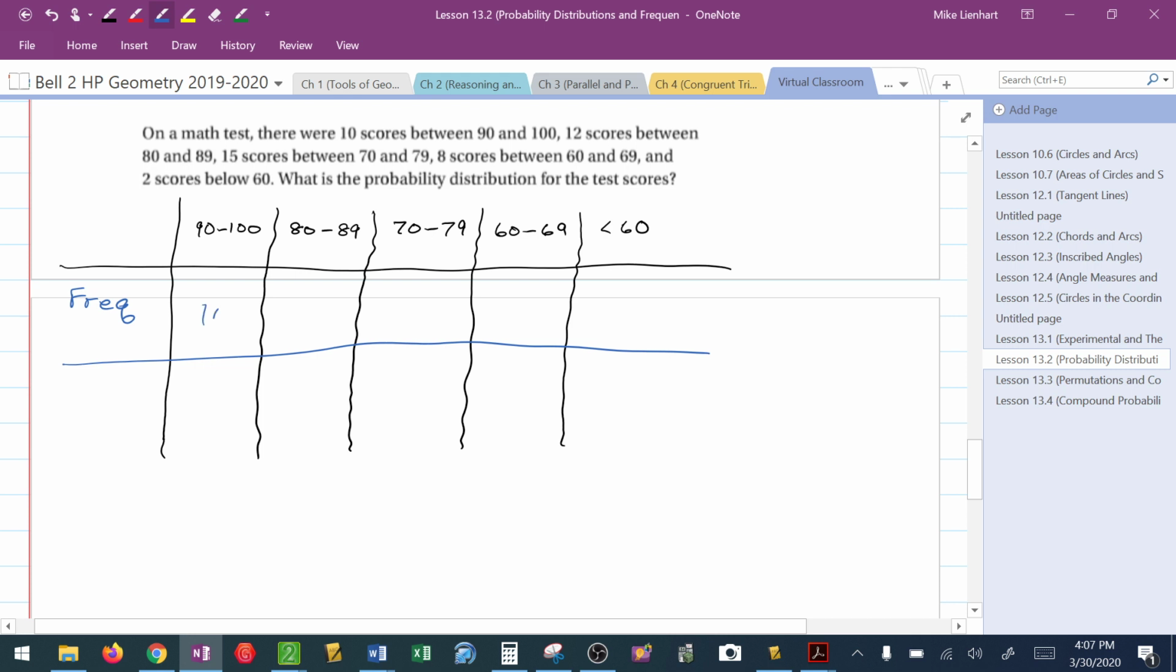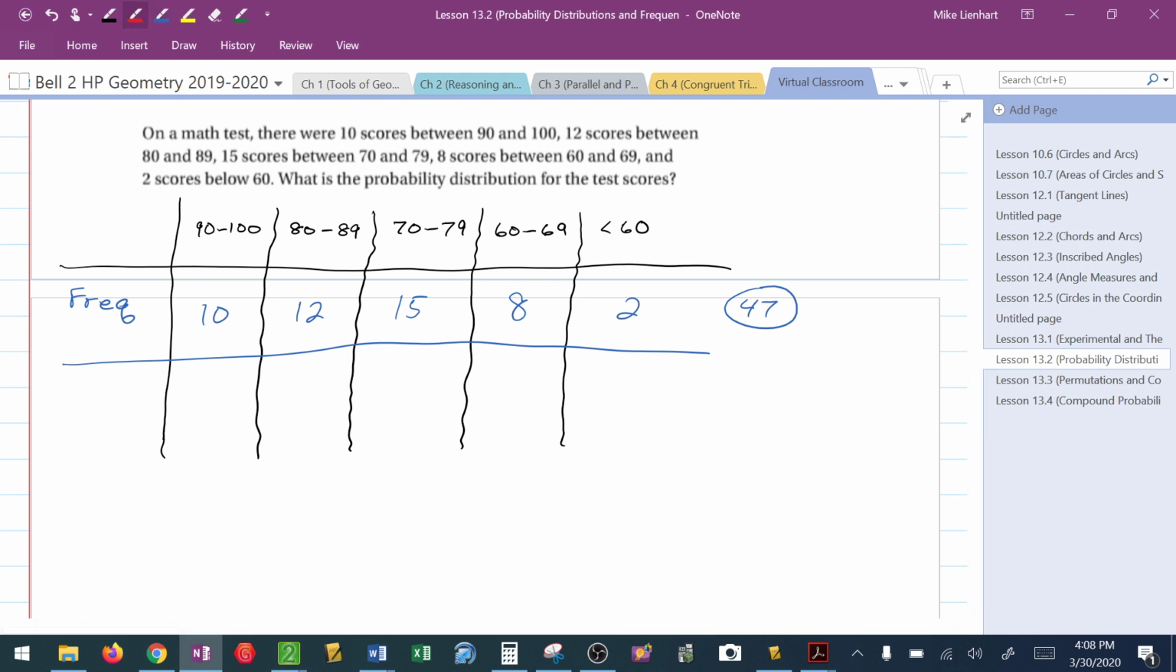We had 10, 90 to 100. We had 12, 80 to 89. 15, 70 to 79. 8, 60 to 69. And 2, less than 60. Now, this one does not tell us how many people, so I'm going to go ahead and add that up. There were 47, I believe. Yep. So I got 47 for my total here.